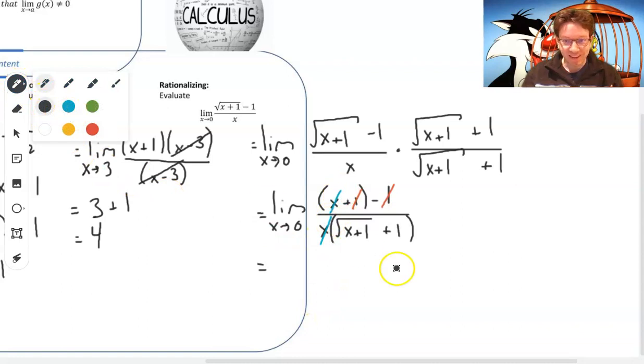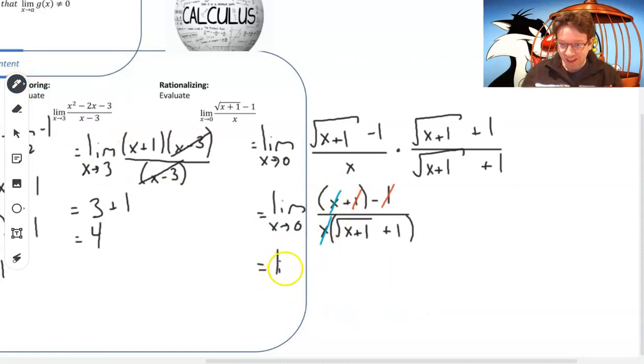And so what we're left with is the limit as x approaches 0 of 1 over the square root of x plus 1, plus 1.